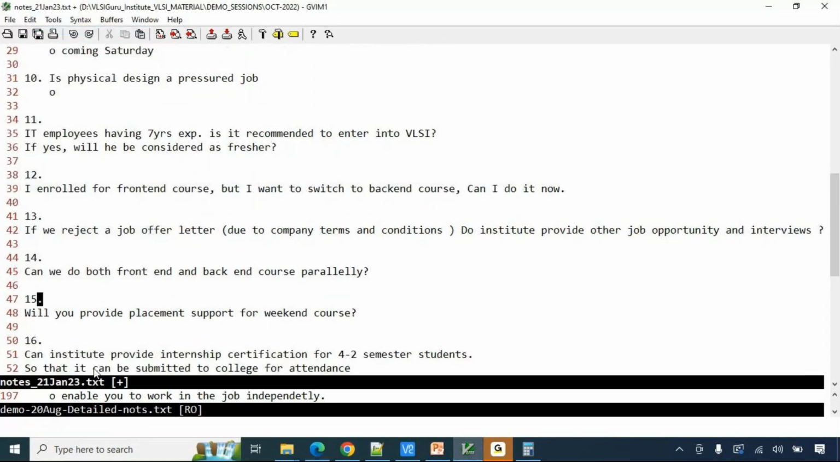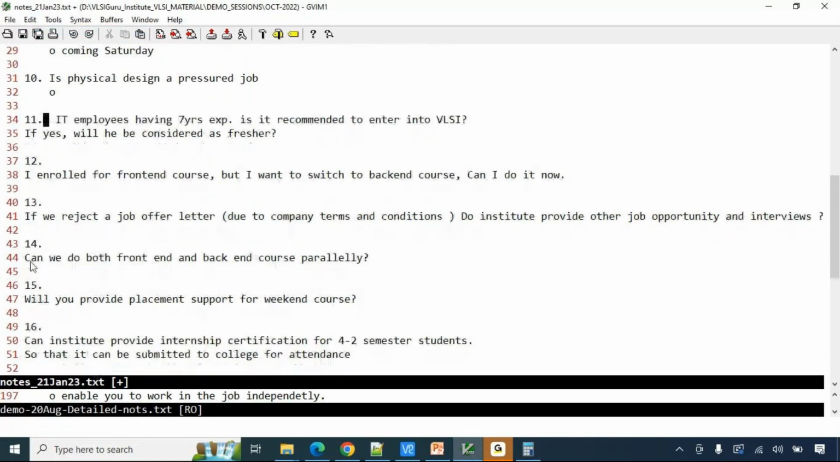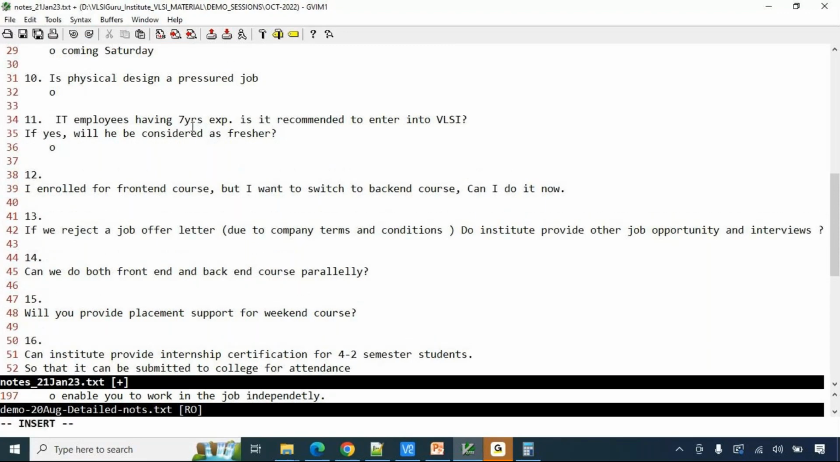Let's go to this question. IT employees having 7 years experience, is it recommended to enter into VLSI? First, will he be considered as a fresher? See, in any case, 7 years experience means you will never be treated as a fresher. What is the fresher definition? Recently passed out, right? Last 2-3 years passed out, either this year or last 2-3 years at best.